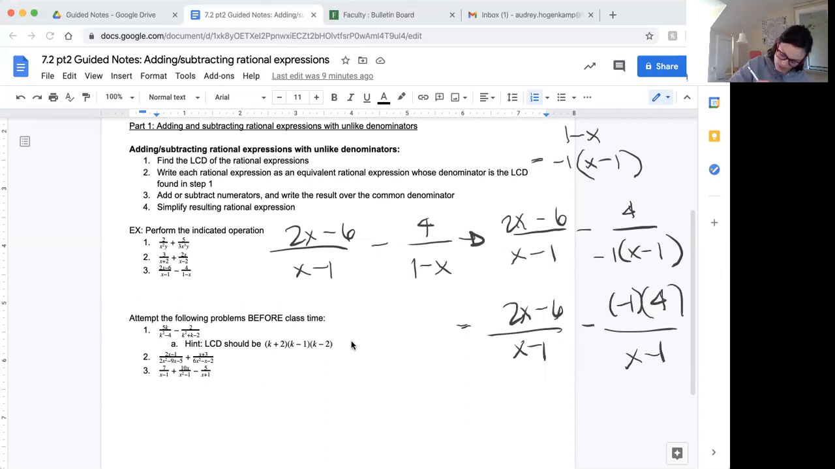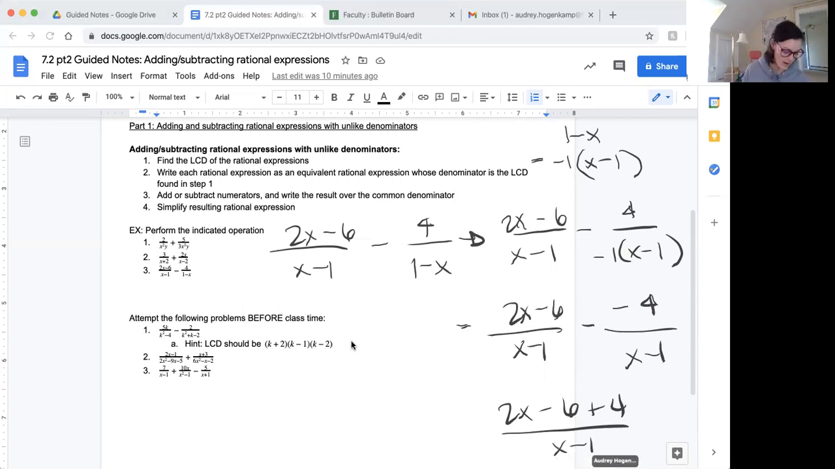So -1 times 4 is going to be -4. So I'm going to have 2x minus 6 minus -4. Minus a negative is going to give me a positive, so I'm going to just write plus 4 here, over x minus 1. And now I can go ahead and actually simplify that a little more. So this is going to be 2x minus 6 plus 4, -6 plus 4 is going to give me -2. So 2x minus 2 over x minus 1.